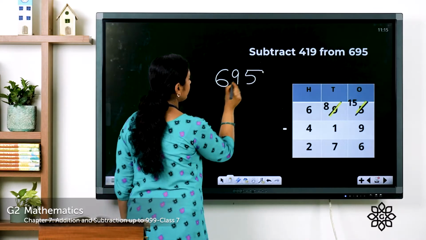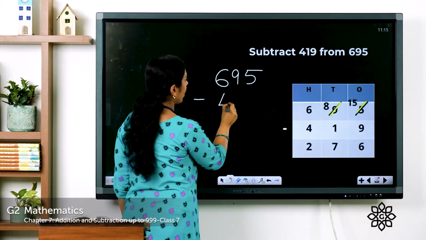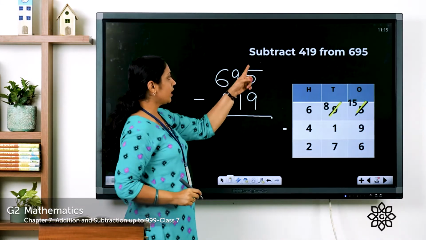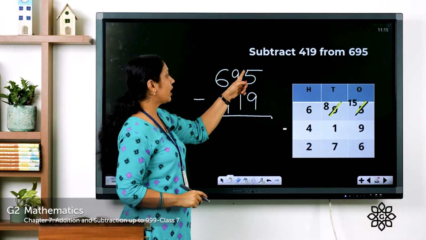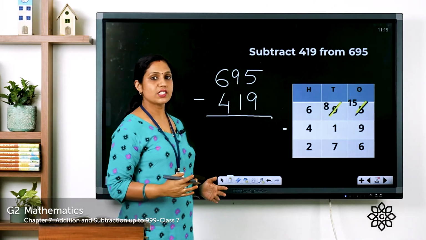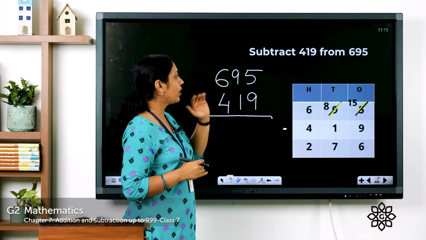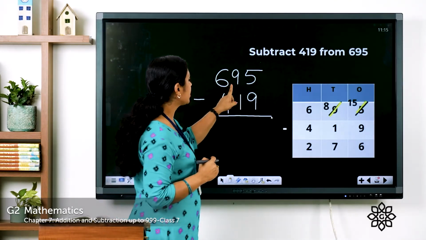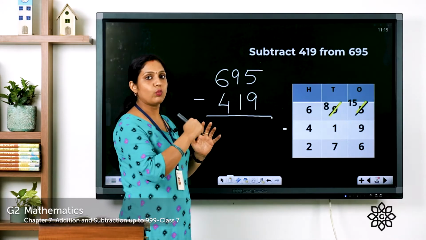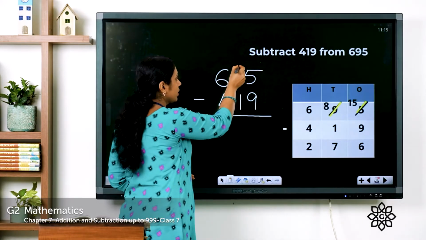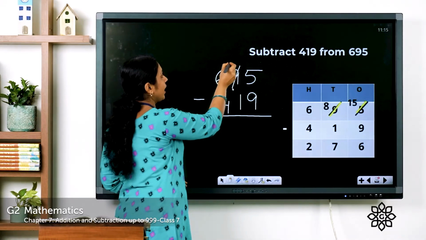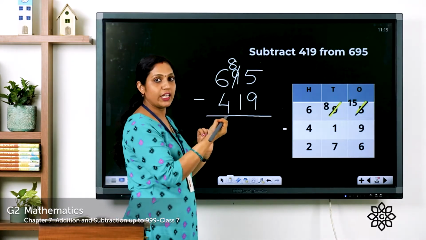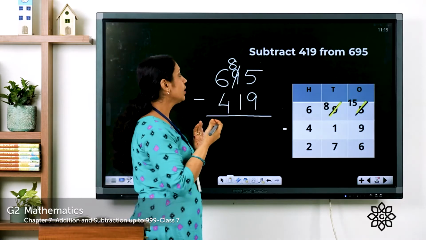695 minus 419. So let's look at the numbers in the ones place. We have 5 minus 9. Since we cannot subtract 9 from 5, what do we have to do? We have to borrow from the tens place. In the tens place, we have 9. So we'll take 1 from 9. So we'll borrow, we'll cut this 9 and write 8, and that 1 which we get from the 9 we are taking to the ones place.